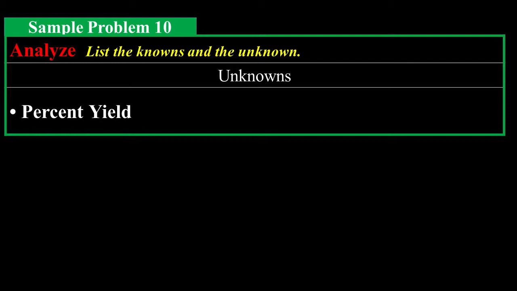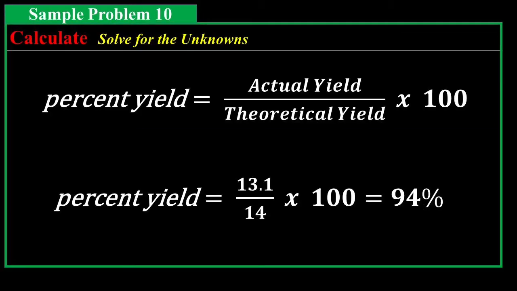And so the question is, what is the percent yield? That's actually what we're looking for, so it's no surprise that it's the unknown. So the percent yield equals actual yield over theoretical yield. 13.1 divided by 14 times 100 is 94% yield. May your yields always be that wonderful.